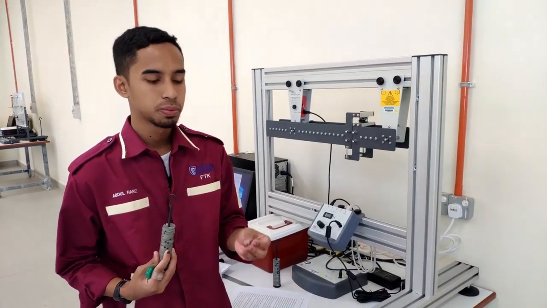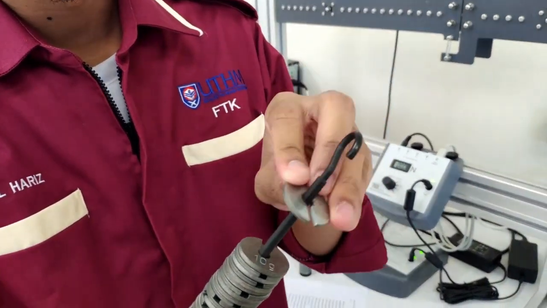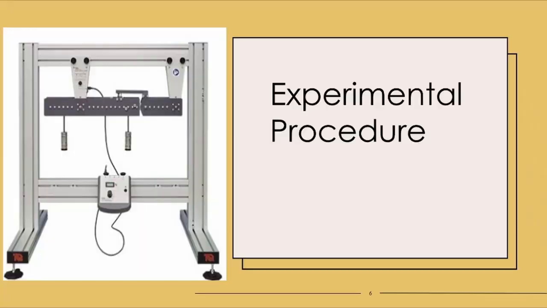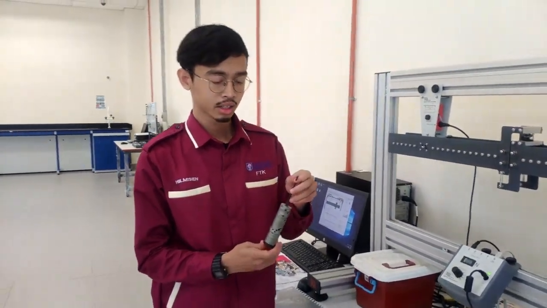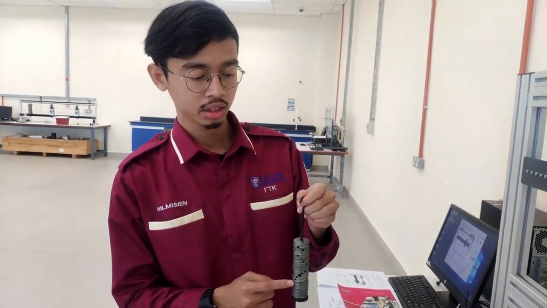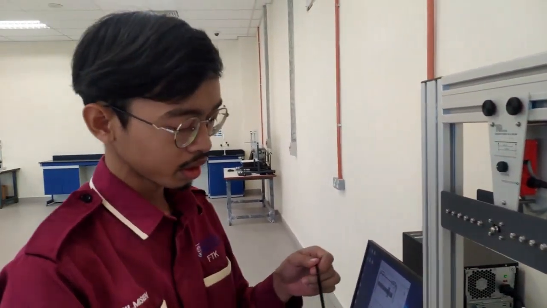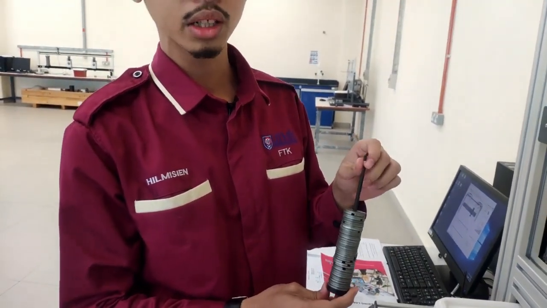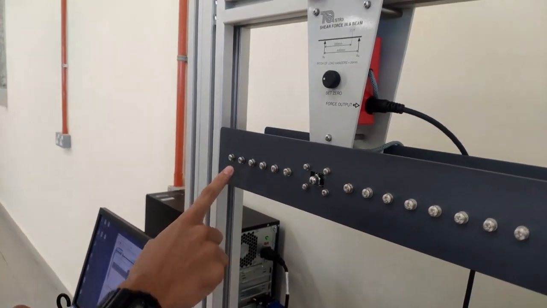Next, we must put the mesh on the hanger. This is the example of how to put it. Next we proceed to the first experiment. This is the hanging mesh, the 400 gram mesh. This is RB and this is RA. For the first experiment, we need to put the 400 gram 140 millimeter from RA. So this is the 140 millimeter.